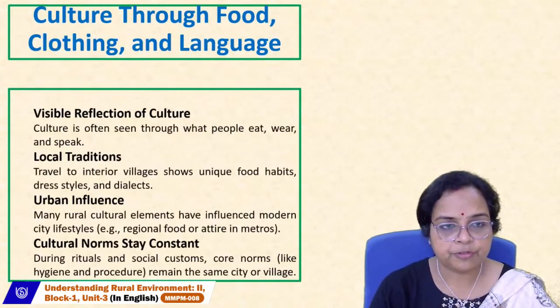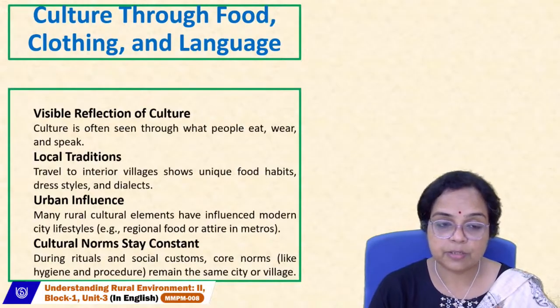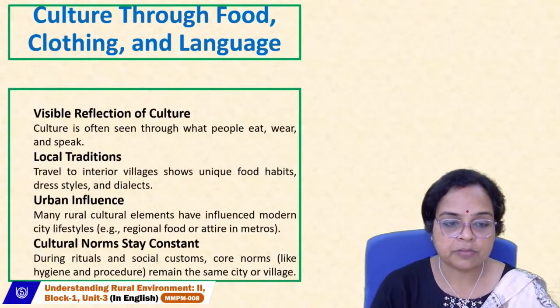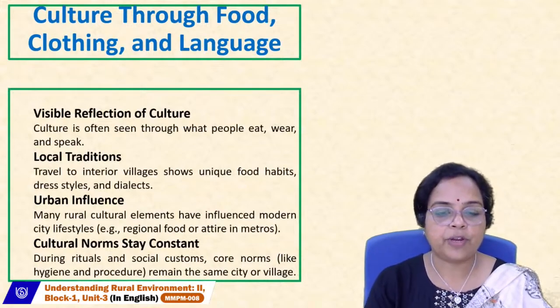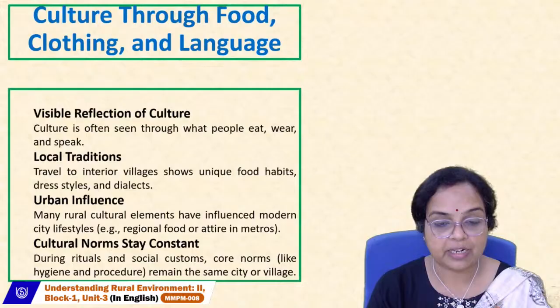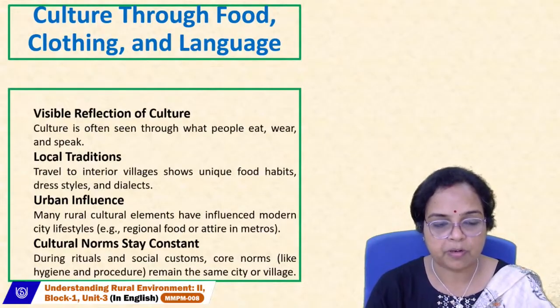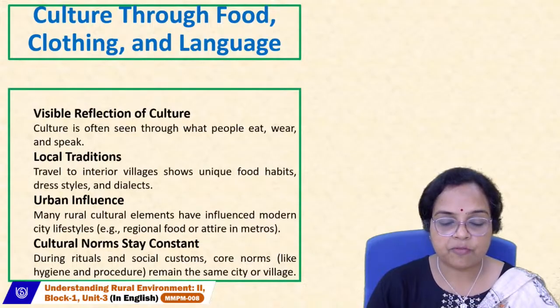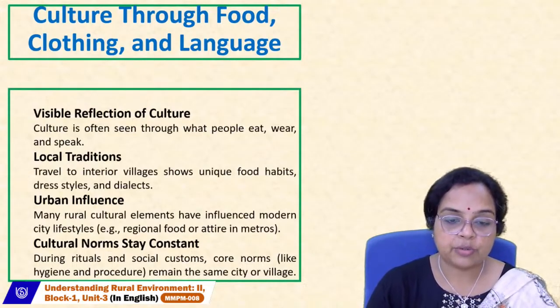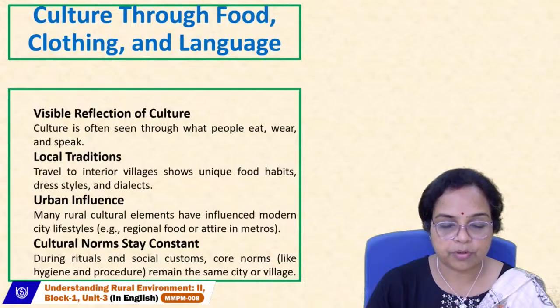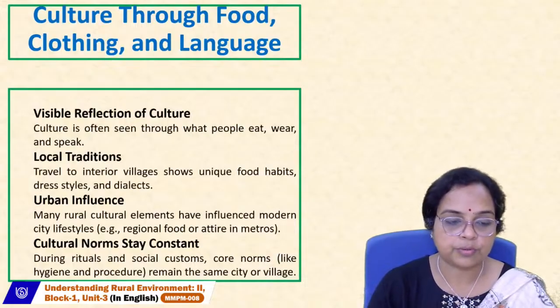Let's understand culture through food, clothing, and language. Visible reflection of culture: culture is often seen through what people eat, what they wear, and what they speak. Local traditions travel to interior villages and show unique food habits, dress styles, and many other things they do in their daily lives. Urban influence: many rural cultural elements have influenced modern lifestyle, such as regional food or attire in metros. Urban is also influencing rural people to change their food habits, food style, and attire, or the way they used to wear clothes.